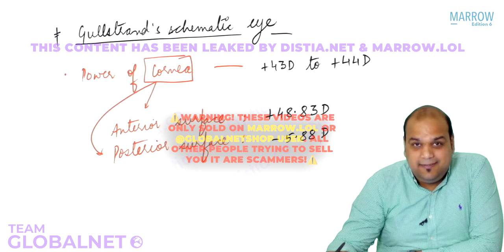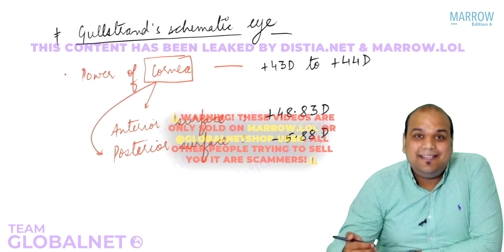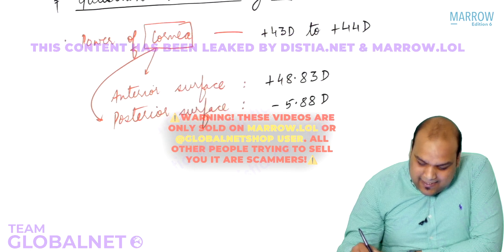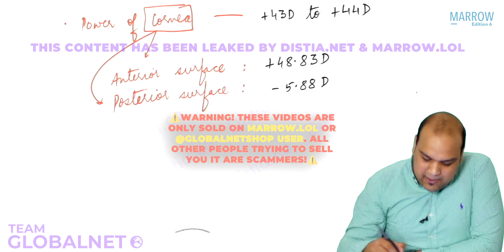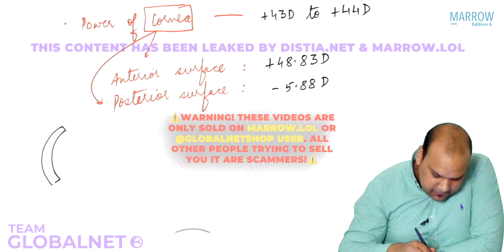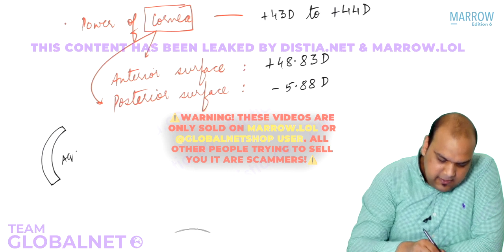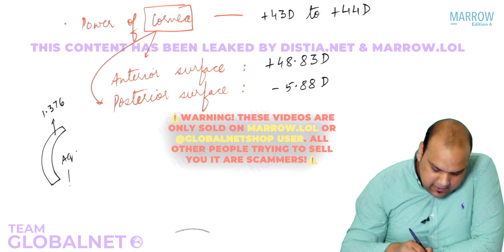Yes, you understand? So the power actually comes from the anterior surface. The posterior surface power is lesser. Now, why is the posterior surface in minus? That's the question. So everybody, if you've seen the eye, if this is my cornea and this is my aqueous, the refractive index of the cornea is 1.376, whereas the refractive index of aqueous is 1.336.